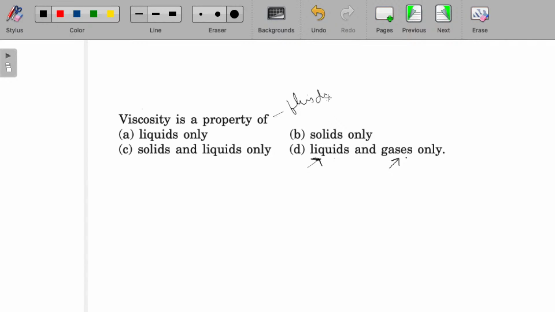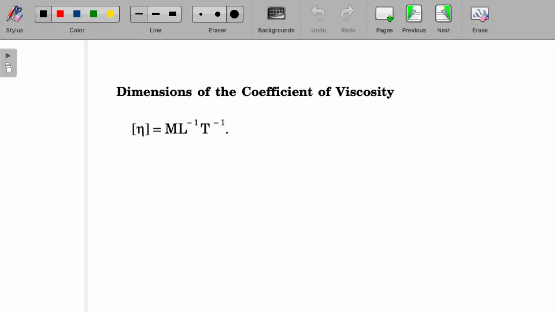So definitely viscosity is a property of fluids, right? What are fluids? Fluids are those which flow, okay? So typically we know that gases flow, liquids flow. So basically fluids implies it's a property of both liquids and gases, right? So this is the dimensions of viscosity.